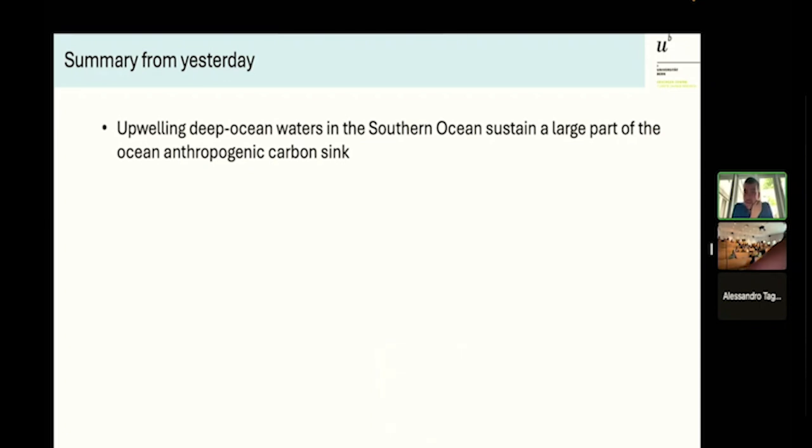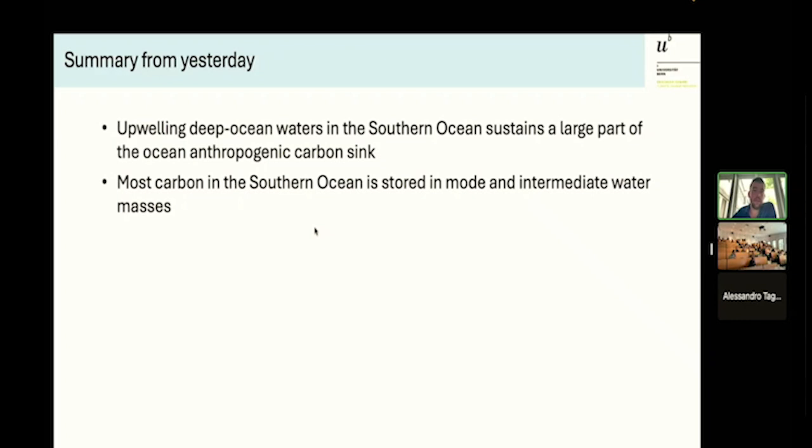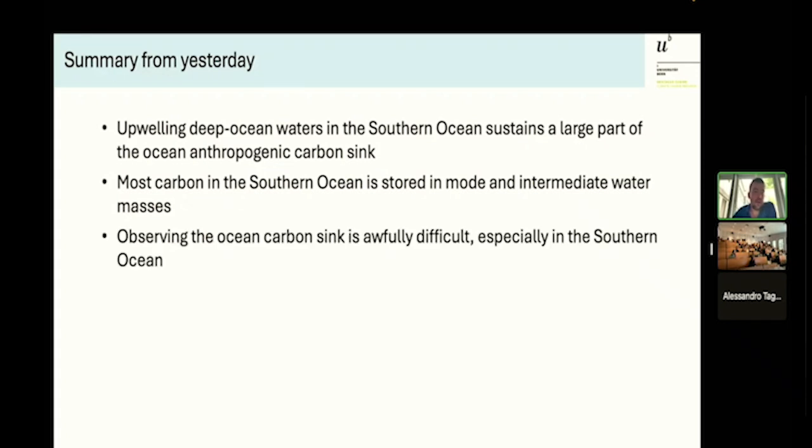I would just like to start with a quick summary from yesterday to refresh everyone's memory. The key points that I talked about are that upwelling deep ocean waters in the Southern Ocean really sustain a large part of the ocean anthropogenic carbon sink in the global ocean. That most carbon in the Southern Ocean is stored in mode and intermediate water masses that go below the subtropical gyre. That observing the ocean carbon sink is awfully difficult, and even more so in the Southern Ocean because of the scarce observations that we have there.